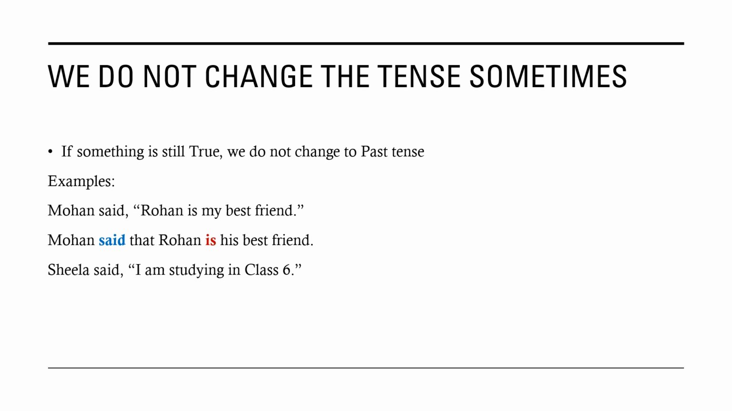Sheila said, "I am studying in class 6." Sheila said that she is studying in class 6. It is also correct to say that Sheila said that she was studying in class 6. But since Sheila is still studying in class 6, we can keep the verb in the present tense as well.